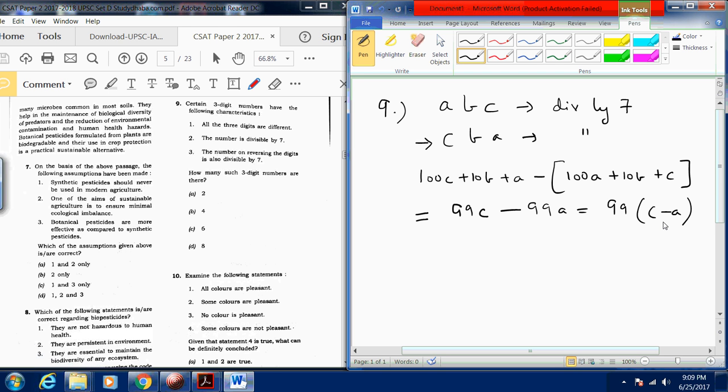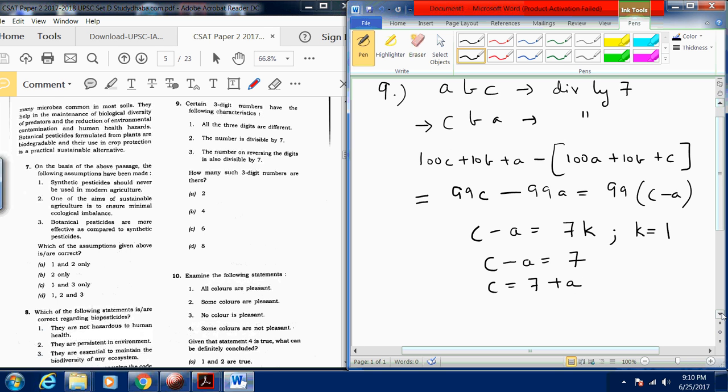Now the question says that the number on reversing the digits is also divisible by 7. How many such 3-digit numbers exist? And all the 3 digits are different. So since this is divisible by 7, and this is divisible by 7, the difference will also be divisible by 7. So the difference is 99 times (C minus A). Since 99 is not divisible by 7, C minus A must be divisible by 7, and this K can be equal to 1, because C and A range from 0 to 9, or rather 1 to 9. So C minus A can be put as equal to 7, or you can say C is equal to 7 plus A.